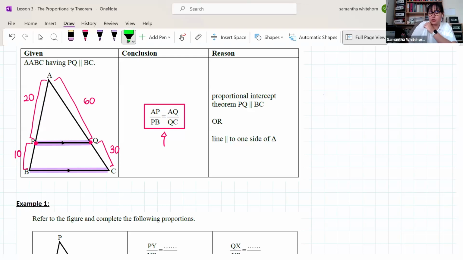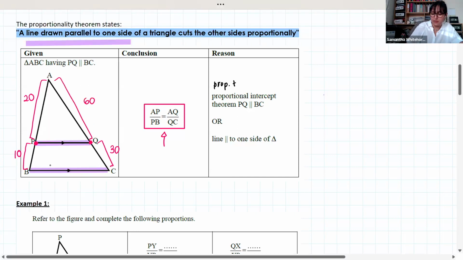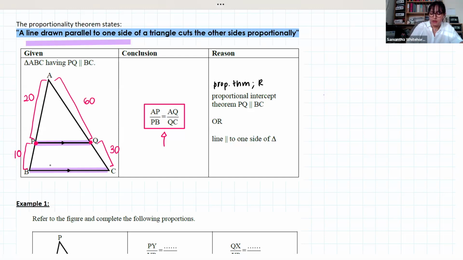There are two reasons that you can give here. Either you can use proportional intercept theorem, but that is very, very long, so we don't need to use that. The shortened version of this is just prop theorem. And remember, theorem you can abbreviate to THM. And then you would state your parallel lines. PQ is parallel to BC. So that's your option one, prop theorem.